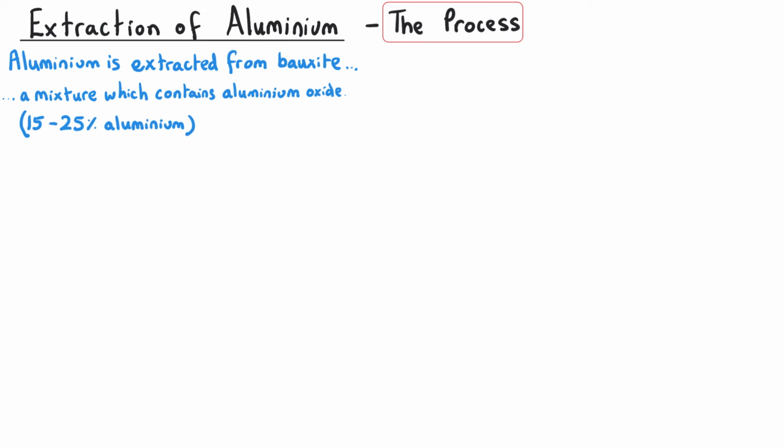You need to know about the use of electrolysis to extract aluminium from its ore. Aluminium is extracted from an ore called bauxite, which is a mixture that contains aluminium oxide, typically between 15 to 25% aluminium in that mixture. And we can tell that it's a mixture rather than a compound due to this variable percentage within the ore.